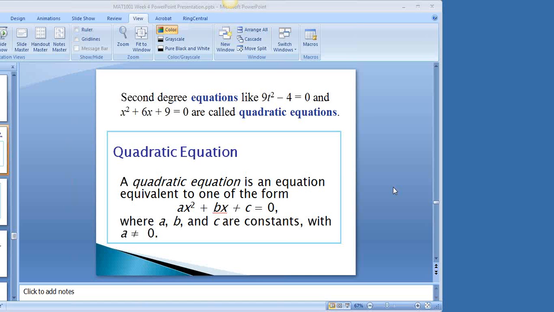All right, so before we worked a problem like 9t squared minus 4 and we factored it, or x squared plus 6x plus 9, we factored it. Now we've got equals 0. So if you didn't see equals 0 last week, that's because we weren't solving an equation. If you don't have an equal sign, there's nothing to solve, but with an equal sign there is. And we're going to talk about how to do that using factoring.